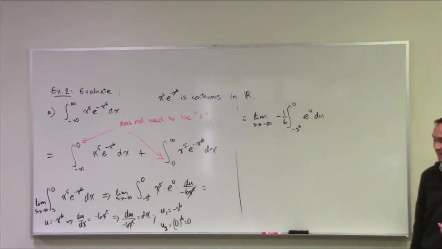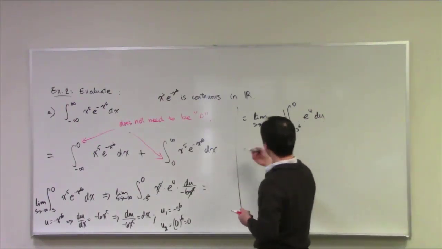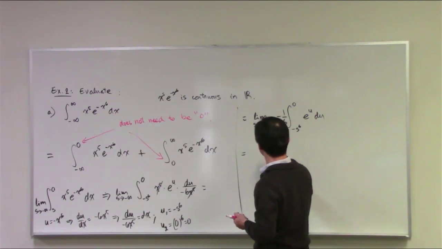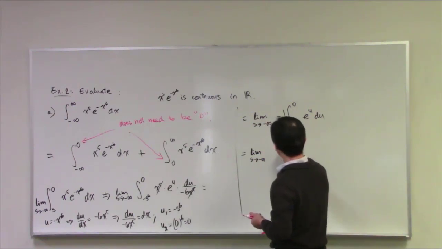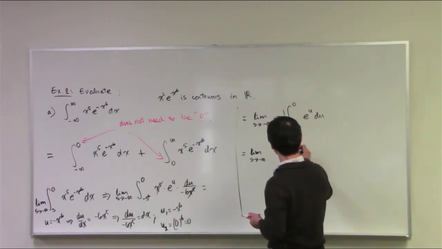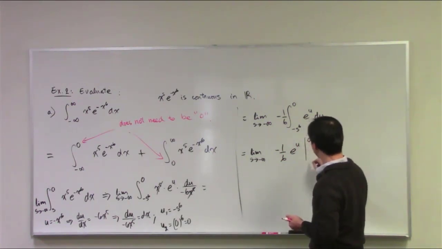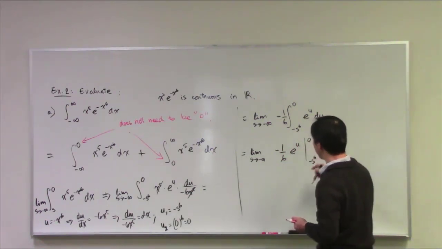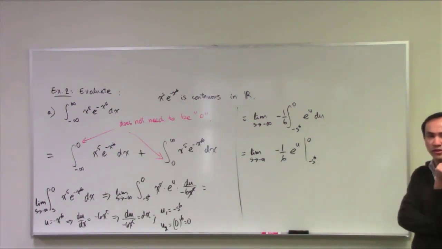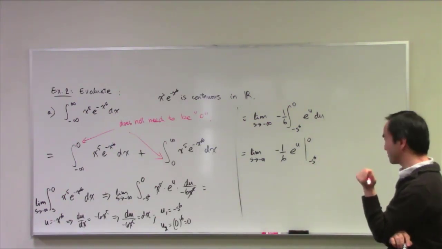With this one, the integral becomes quite straightforward. It's still a limit problem, right? s going to negative infinity, and then it's minus 1/6 times e to the u, substituting in minus s to the 6th and 0. Any questions for me so far? I'm going along.